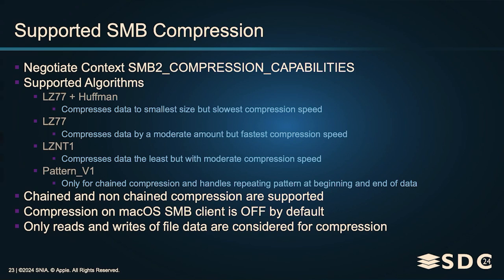In Sequoia, compression is currently shipped off by default. And I'll get into that a little bit on the next slides or so. And then again, as I said earlier, only reads and writes are compressed. We don't do named streams or extended attributes or anything like that with compression, just basic reads and writes.